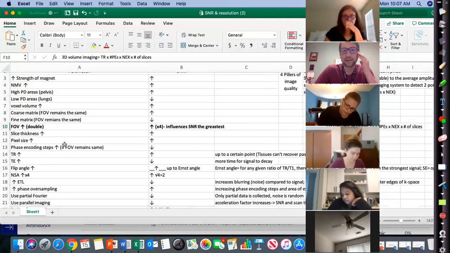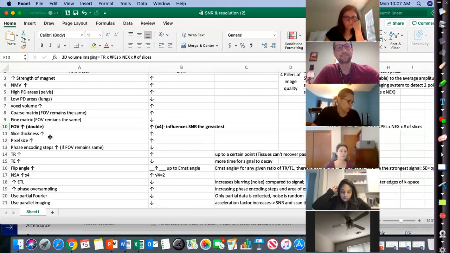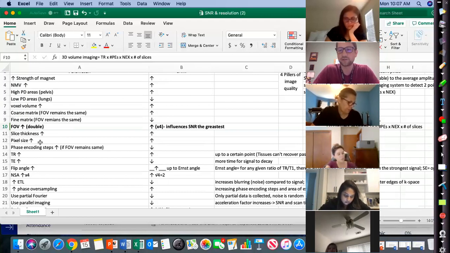Row 11, if our slice thickness increases, our signal increases, and that's just dealing with voxel size. So if we have more available hydrogen spins, we're going to be able to excite, we're going to get an increase in signal. Same with number 12, we're just thinking two-dimensionally now. So if for some reason the test says you increase your pixel size, you're going to increase your signal.